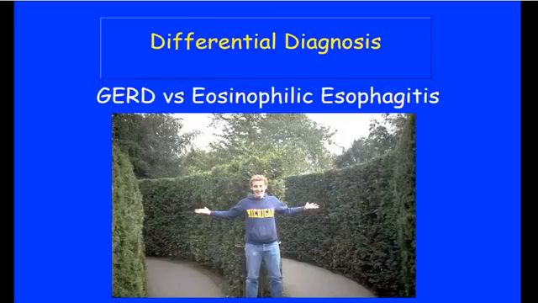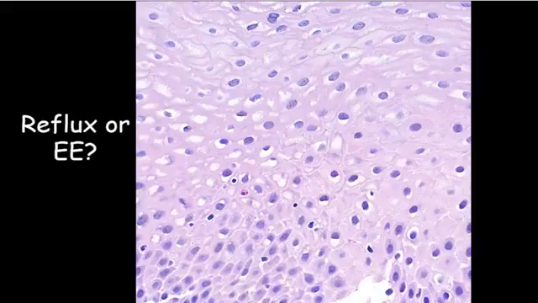So how do we tell these apart? Let's see. How many people think this is reflux? Raise your hand. All right. How many people think it's eosinophilic esophagitis? Raise your hand. Nobody. How many people think it could be normal? Yeah, it could. There's like 1 or maybe 2 eosinophils here. I don't get excited by 1 eosinophil. Nothing else is going on.